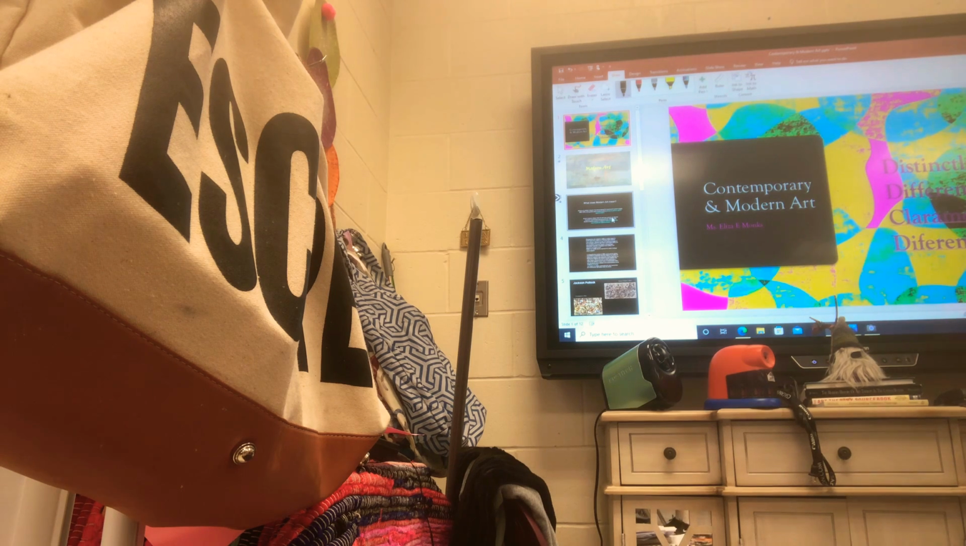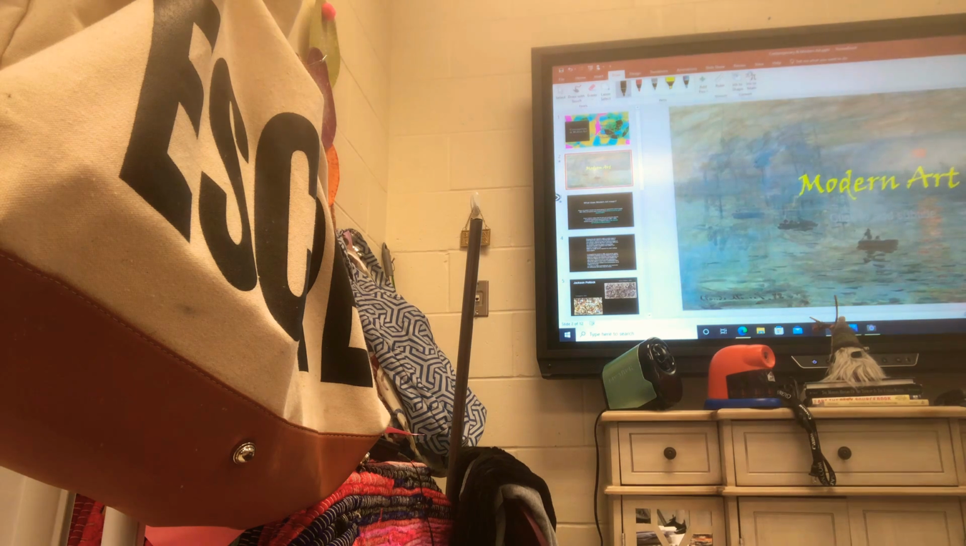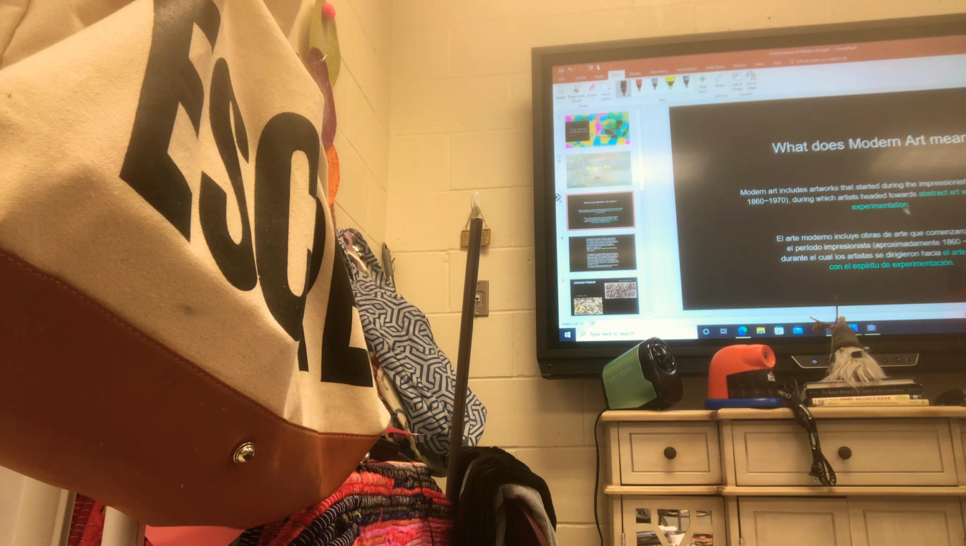So, like I said, contemporary and modern art, right? Modern art came around the time after realistic art, right? Because there was an invention. What did you say you thought modern art was? Abstract? Abstract, right? Very good. So modern art includes artworks that started during the Impressionist period, roughly between the 1860s and 1970s, right? So it was very abstract.